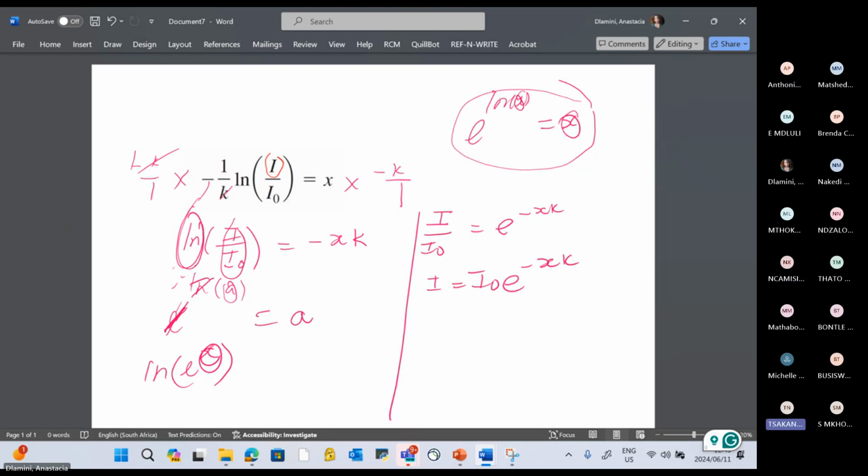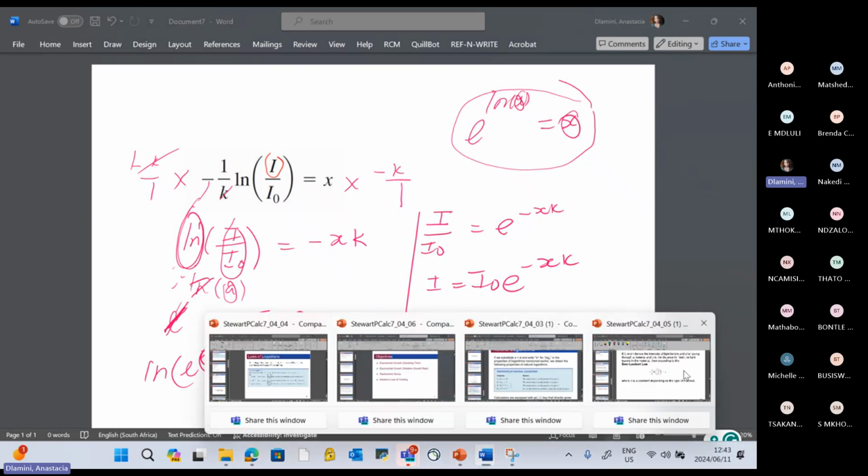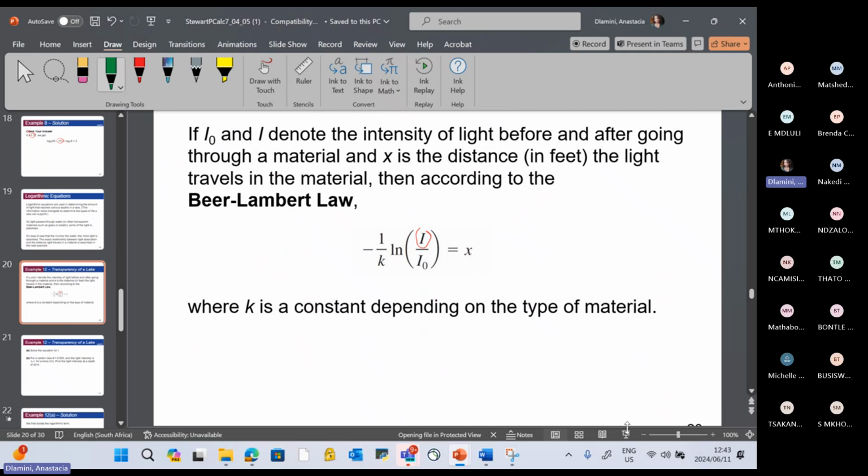Yes, ma'am. May, can you please send me the picture so that I can see how you got it, so that we move forward, because I notice we are a bit behind. Okay.